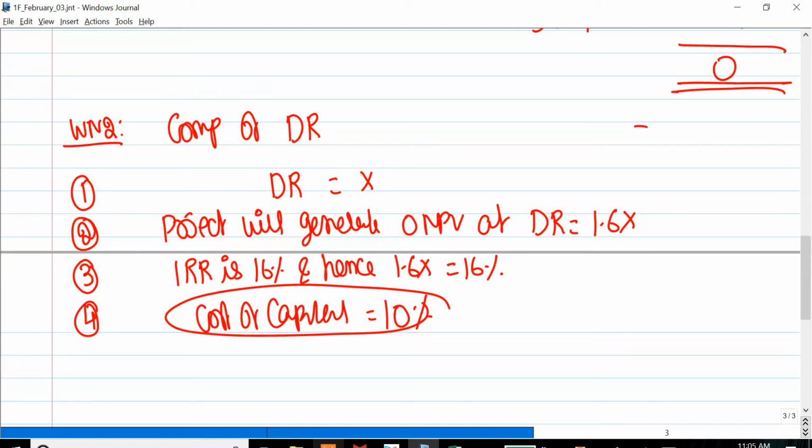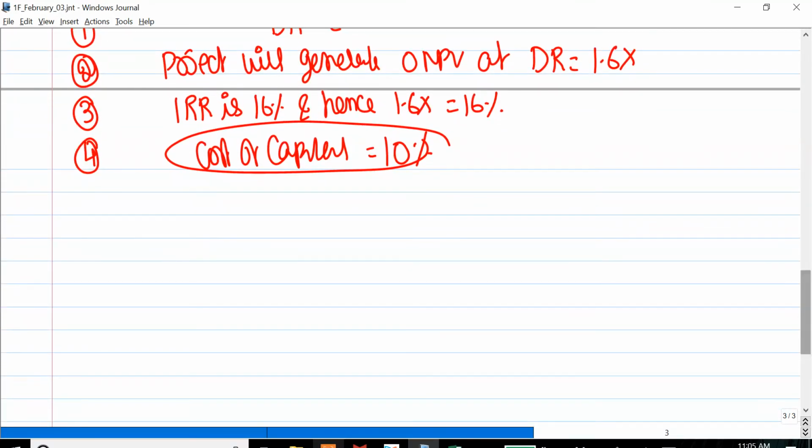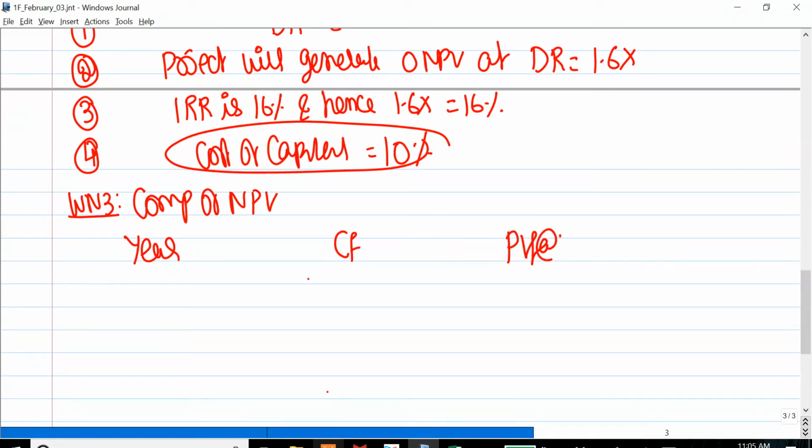Any doubts on this? Next, working note 3, computation of NPV. It's not 0 NPV. Now only we will calculate the NPV. The base year is 10%, correct? Base is the original, no? Computation of NPV: year, cash flow, PVF at 10% and DCF.